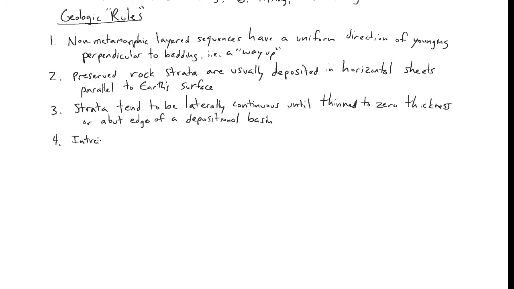Intrusions, number 4, intrusions are younger than the rocks they intrude. So this one might seem kind of obvious. We call the rocks they intrude the country rock. So that's like the stuff that was there already.